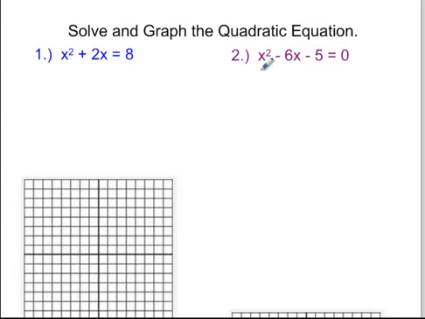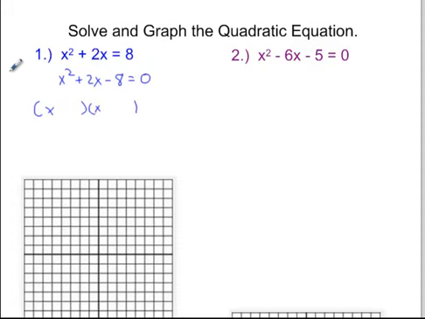Okay, we're going to solve and graph each of these. Let's see. We're going to try to do it by factoring, what we've known how to do before. So we are going to get it in descending order, standard quadratic form. And then we're going to see if we have factors of 8 that have a difference of this 2 here.